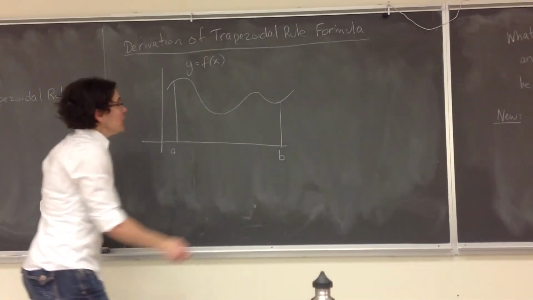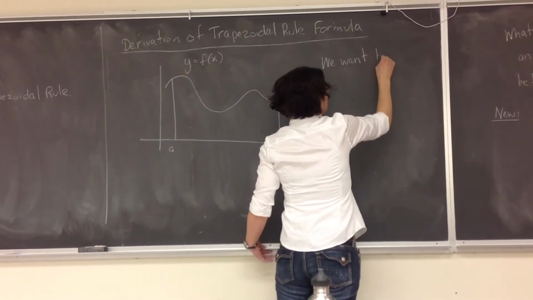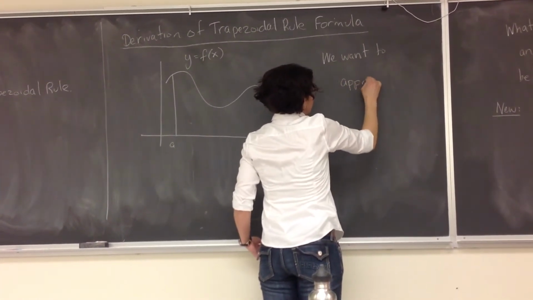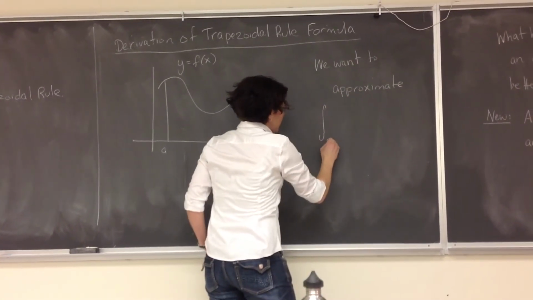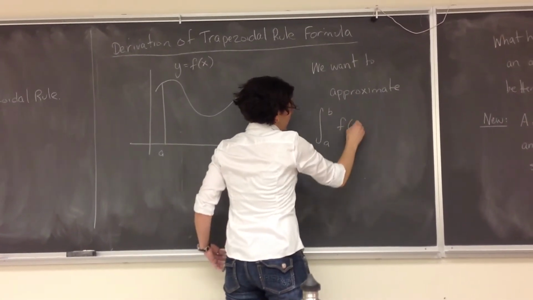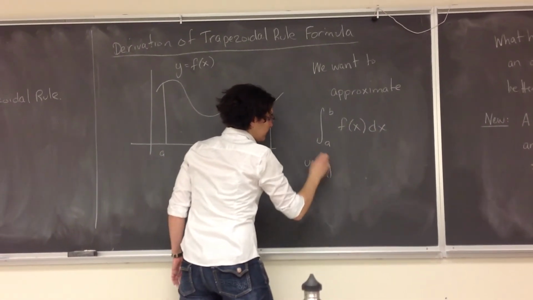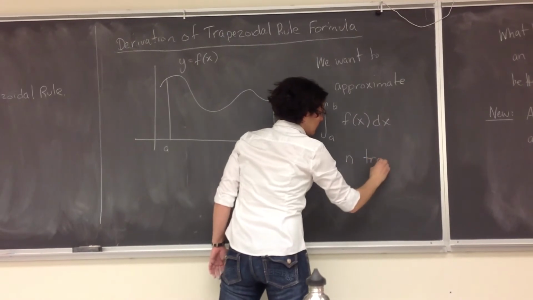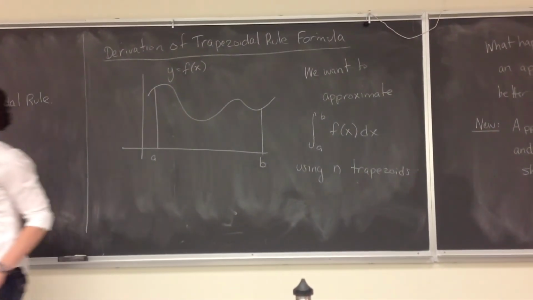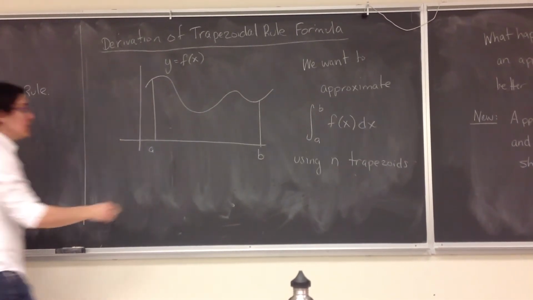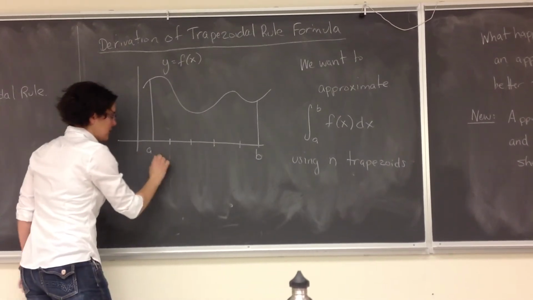And so we want to approximate the integral from a to b of f of x dx using n trapezoids. So the first thing I do is I'm going to break this up into n subintervals.